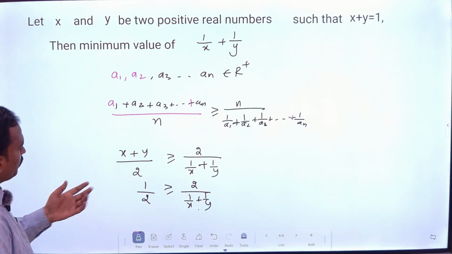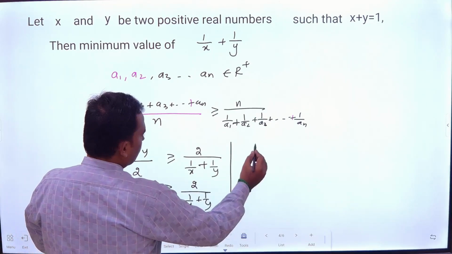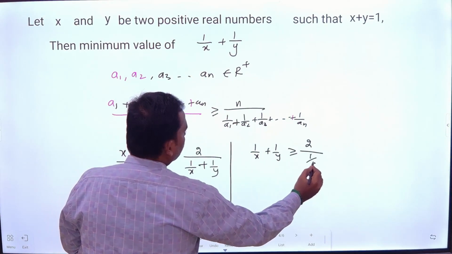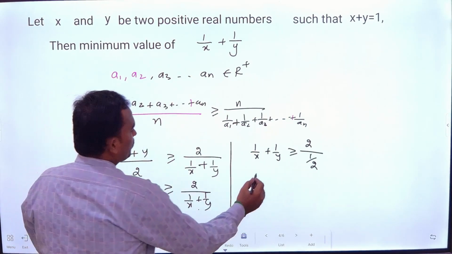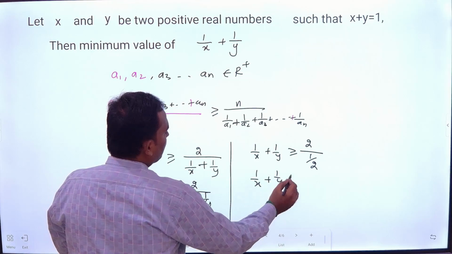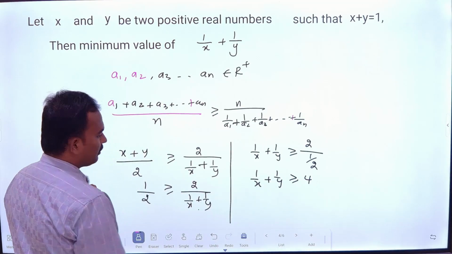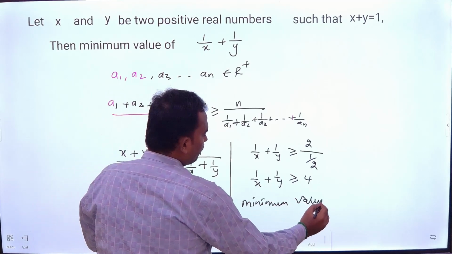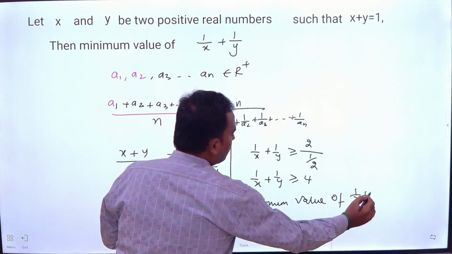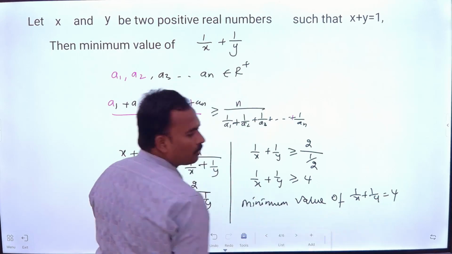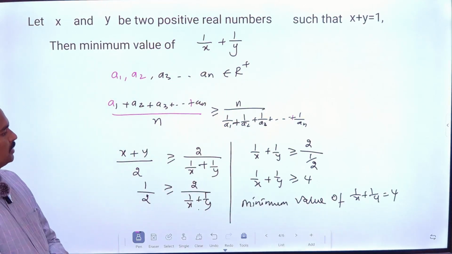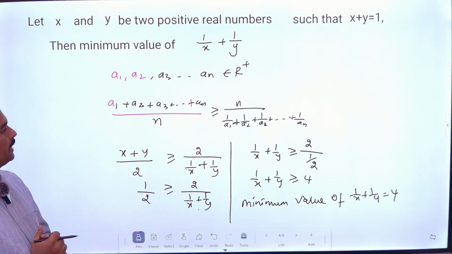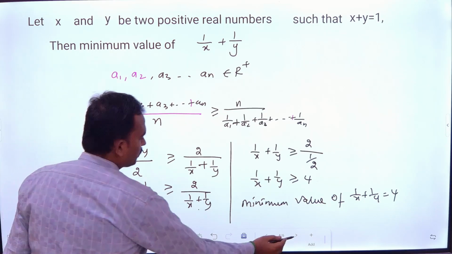Now you can cross multiply. 1 by x plus 1 by y is greater than or equal to 2 divided by 1 by 2, so 1 by x plus 1 by y is greater than or equal to 4. Therefore, the minimum value of 1 by x plus 1 by y is equal to 4. Understood? You just apply the arithmetic mean and harmonic mean. Okay, let's do the next question.